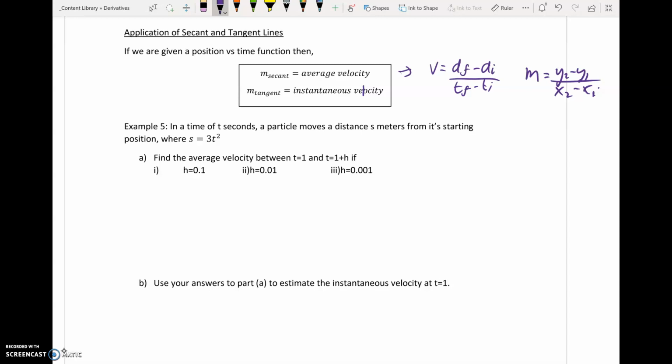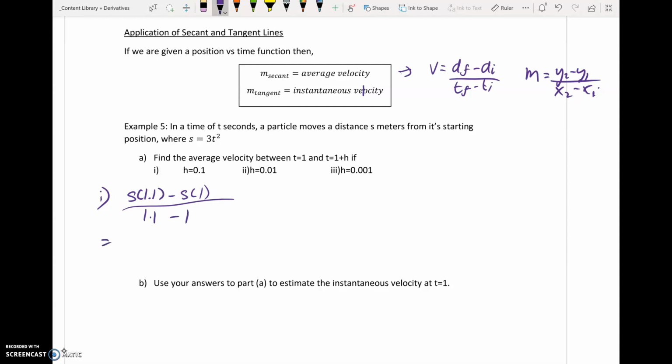Okay, so in a time of t seconds, a particle moves a distance s meters from a starting position where s is equal to 3t squared. We want to find the average velocity between t equals 1 and t equals 1 plus h if h is 0.1. So for our first one, to find s, which is our distance, is going to be s of 1.1 minus s of 1. Okay, so t is equal to 1, and then 1 plus 0.1 is 1.1. It's going to be over 1.1 minus 1.